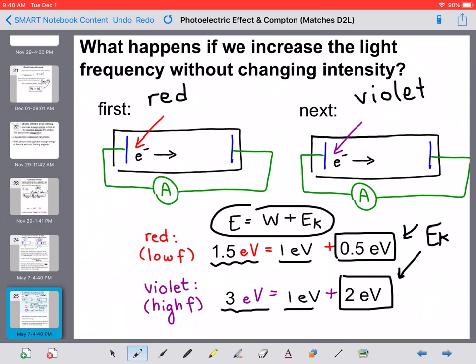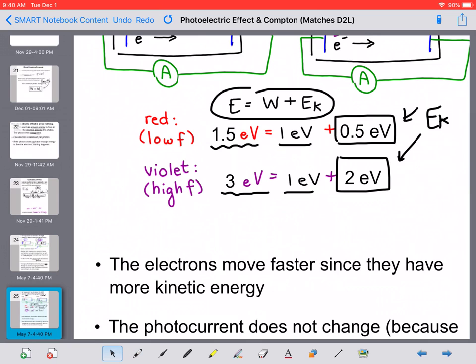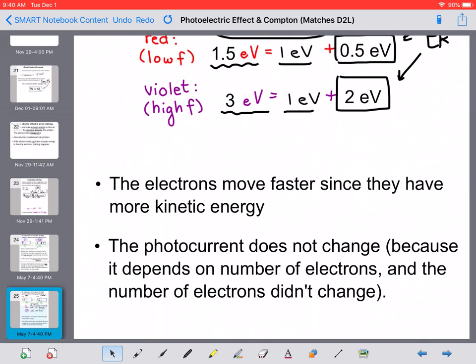So what's happening here is that the electrons being released by the violet light have more kinetic energy, and therefore they're going to be moving faster. So the electrons move faster for the violet light since they have more kinetic energy. However, the photocurrent does not change, and that's again because photocurrent depends on the number of electrons, and the number of electrons didn't change.